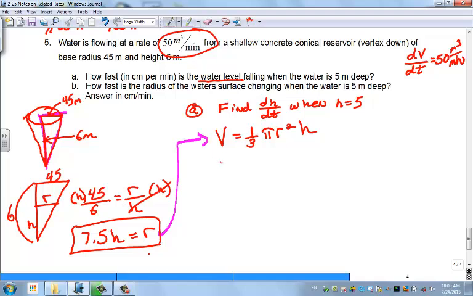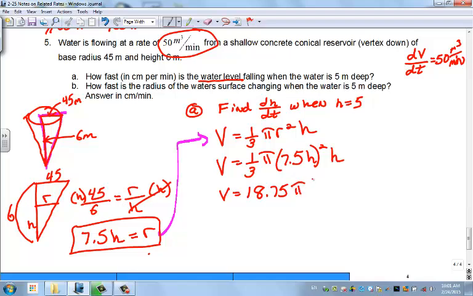So we say V equals 1/3 pi times 7.5h squared times h. Alright, so now square it, simplify it, make it pretty, and what we get is V equals 18.75 pi h cubed. So now we can take a derivative.